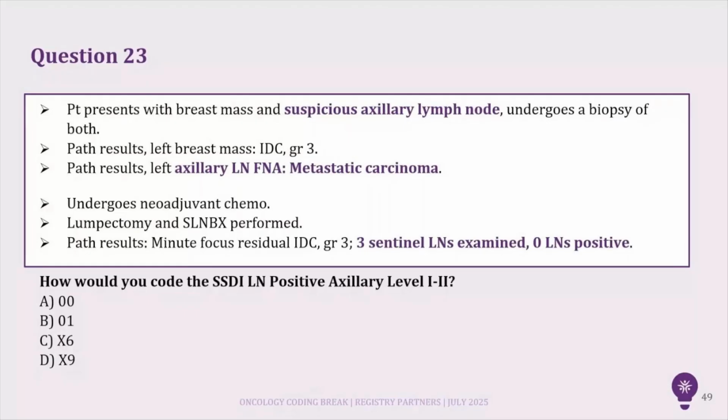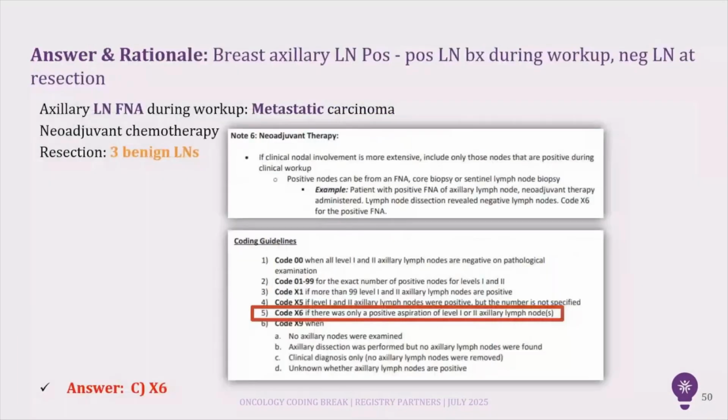So this one, I know it's hard. You want to say 1 because there was 1 positive biopsy at the beginning, or maybe 0 because there were none on the path report. But we do have specific instructions for breast, and it tells us to code X6 if there was only a positive aspiration of level 1 or 2 lymph nodes, because this one is looking for the lymph nodes removed.